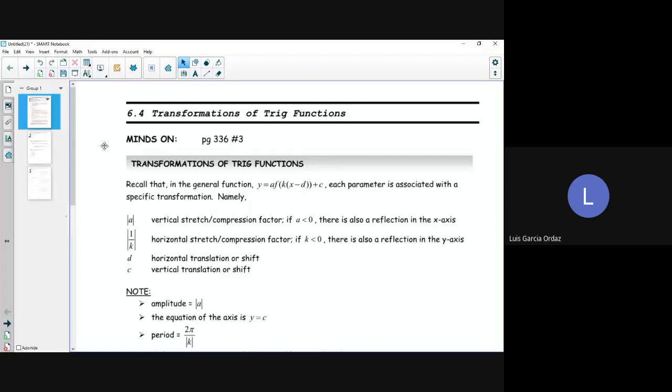Trig functions. So if you were fine with the polynomial transformations, they're exactly the same thing. And then we're going to move on to modeling with trig functions. So that's creating a trig function using a word problem. Okay. And after that, either before or after break, I'll give you guys some practice.